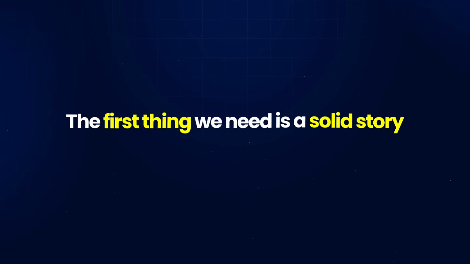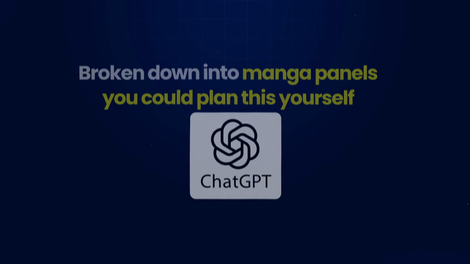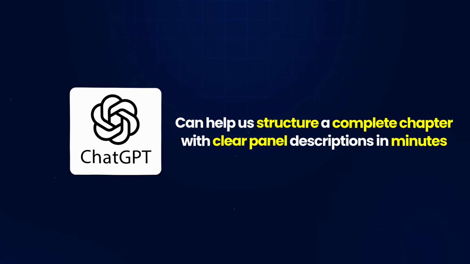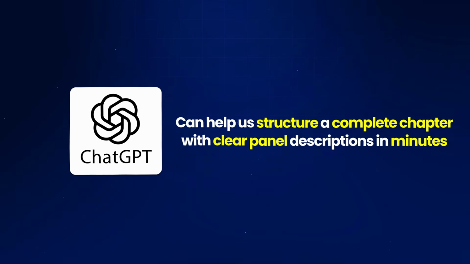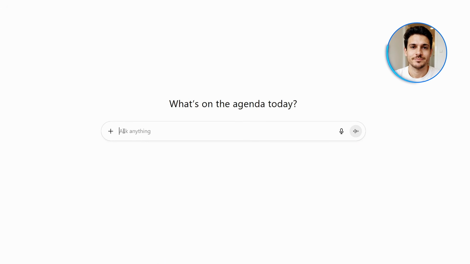The first thing we need is a solid story, broken down into manga panels. You could plan this yourself, but ChatGPT can help us structure a complete chapter with clear panel descriptions in minutes. I'm going to create a story about 2 main characters. You can find the exact prompt I'll use in the description below. I'll open ChatGPT and type something like this.